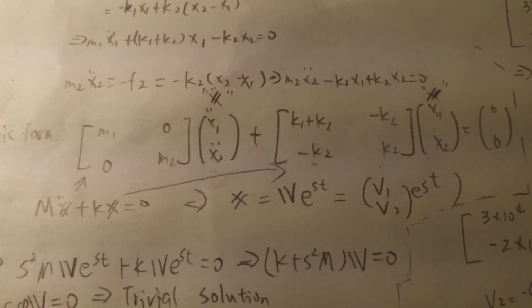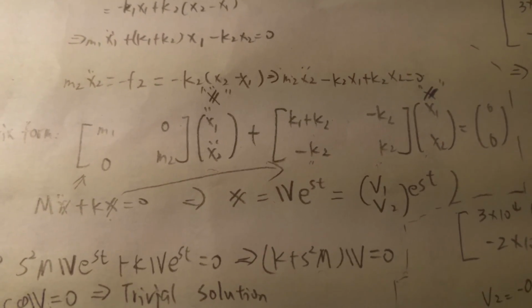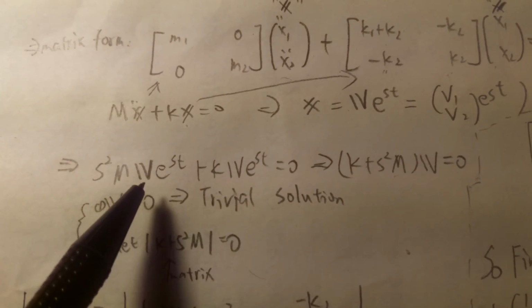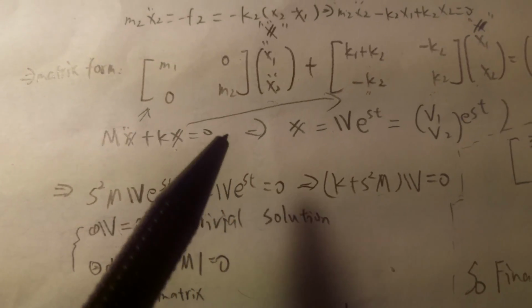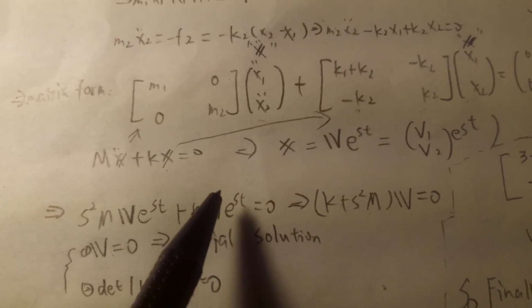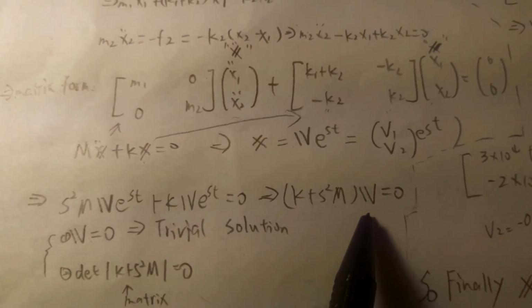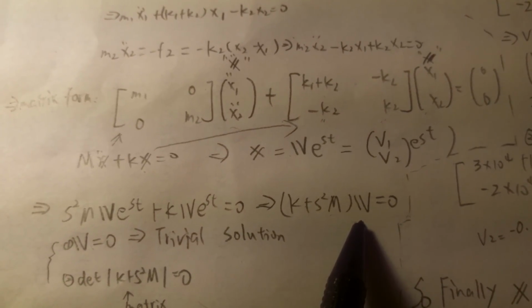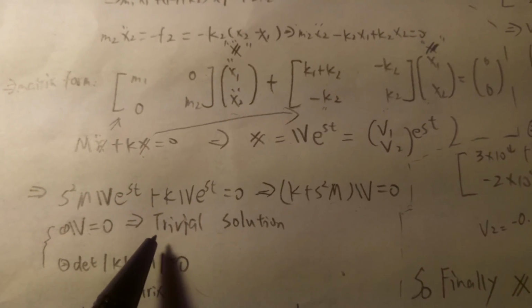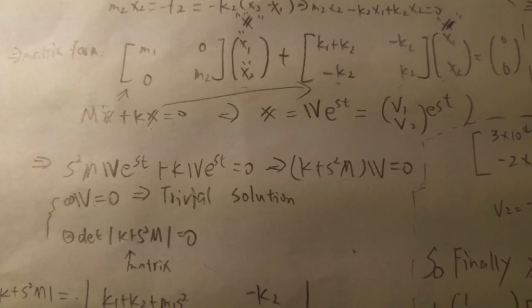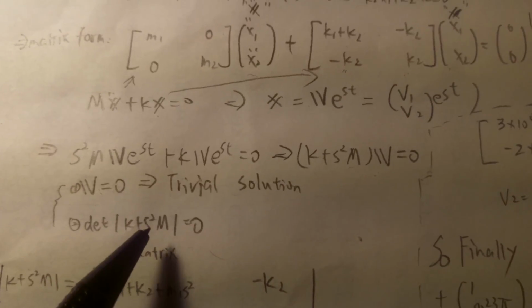What we need to find is s and v. We need to find s first. So s squared m v e to the st plus k v e to the st, as we got from above. Because e to the st is the same, we can delete these two parts. Then we get (s squared m plus k) times v equals 0. For the first, we can get v equals 0, and this is a trivial solution. Then we need this part equals 0, the determinant of k plus s squared m equals 0, as this part is a matrix.